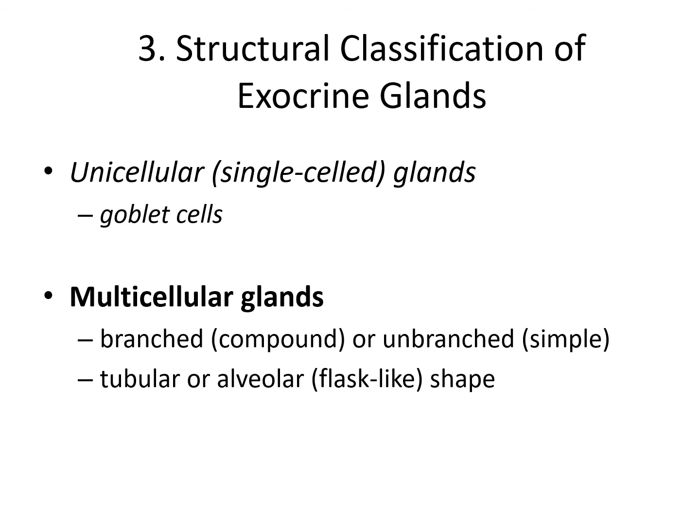Now we can have unicellular glands like goblet cells, but for the most part when we're talking about glands, we're talking about multicellular structures. And these structures can be fairly complex. We can have branched glands that are quite large that have several lobes to them, as we'll see. We can talk about their cross-section as well. Are they tubular, or are they shaped kind of like little sacs?